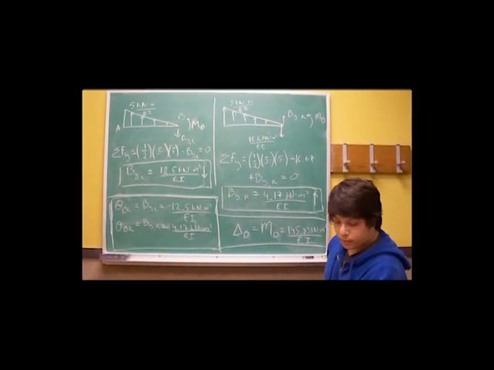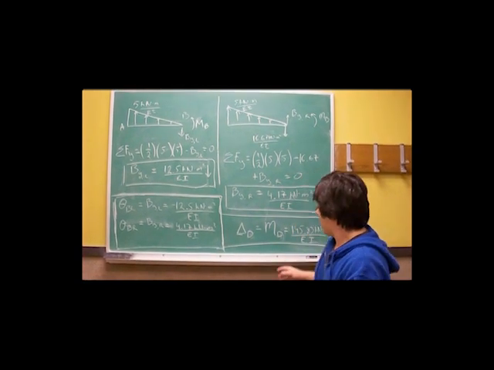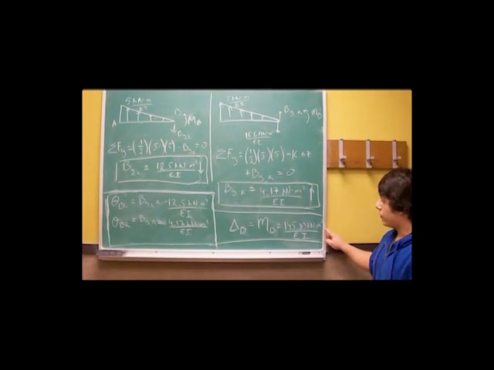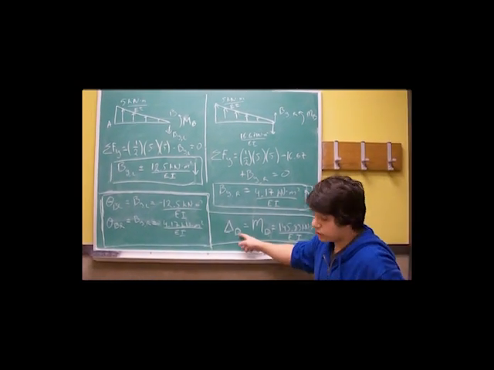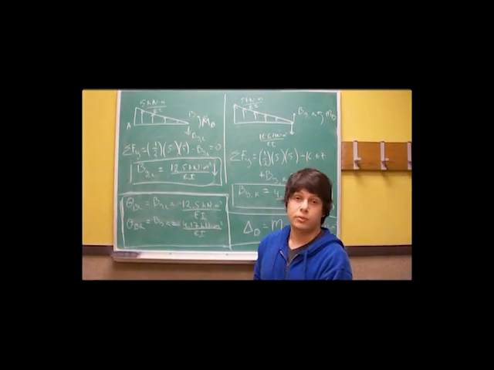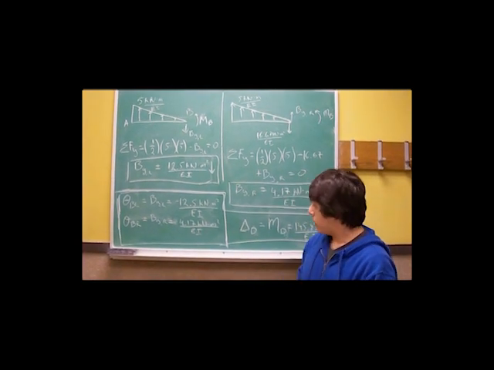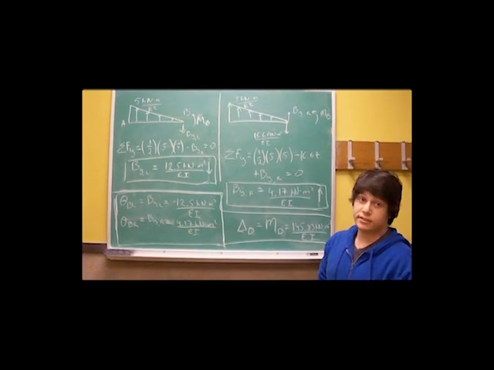And if you remember from Tim's talk, the moment at D was equal to 145.83 kilonewton meters cubed over EI, and that is your displacement at D, which is one of the things we were trying to find to begin with. Those are the three objectives that we had for this problem.